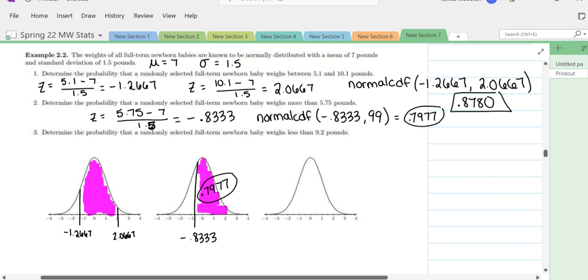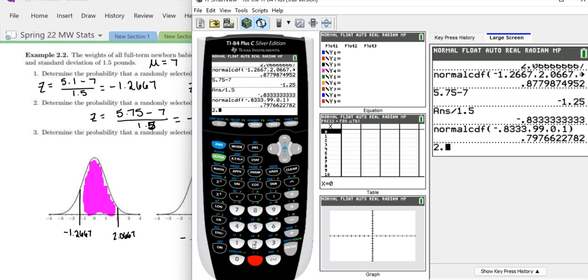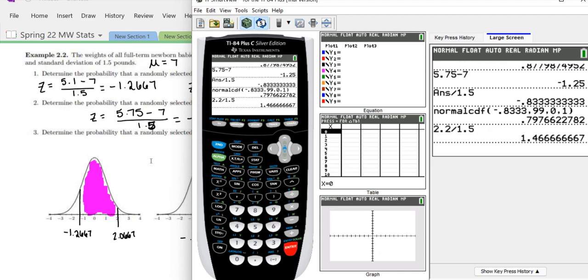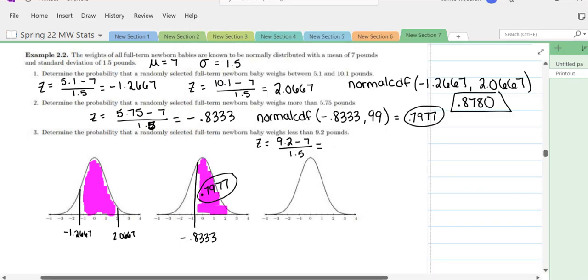And then determine the probability that a randomly selected full-term baby weighs less than 9.2 pounds. So let's find the z-score for that. 9.2 minus 7 over 1.5. So that would be 2.2 divided by 1.5. That gives us a z-score of 1.4667. So that's about right here. And we want the probability the baby weighs less than that, so we're going to the left. So we're looking for this area shaded here.